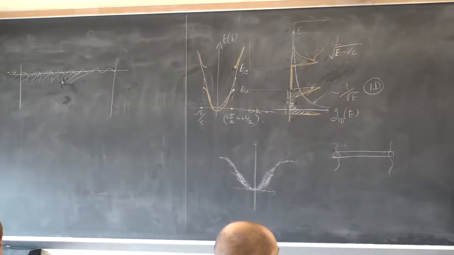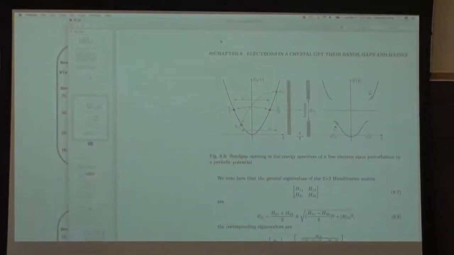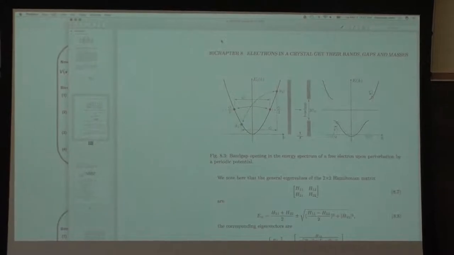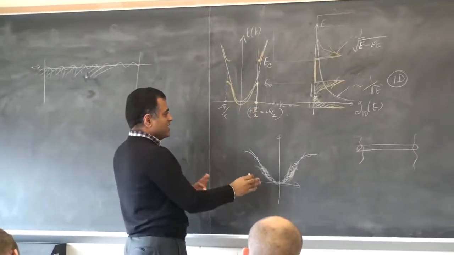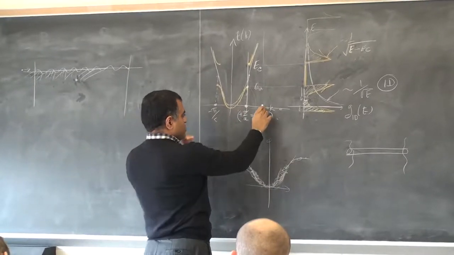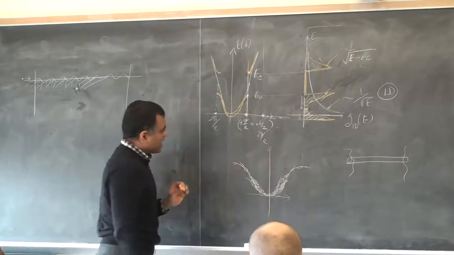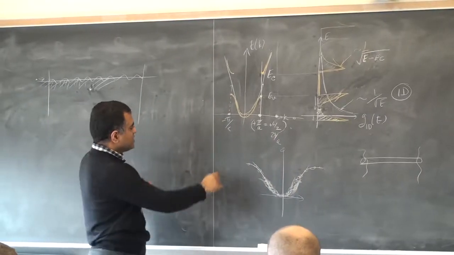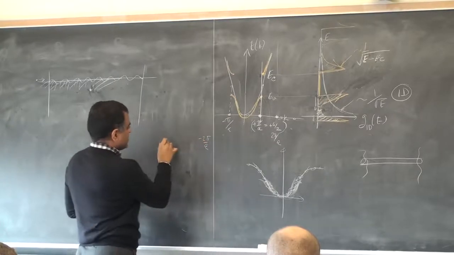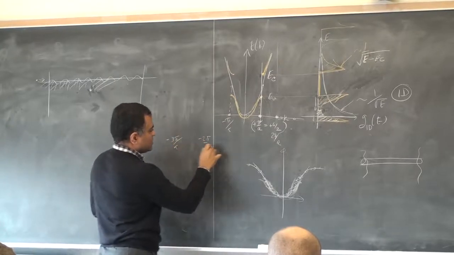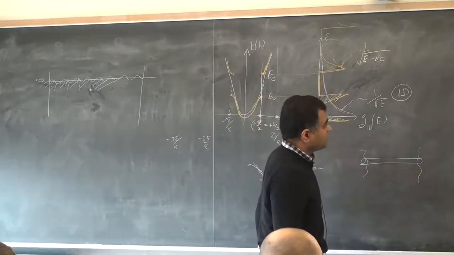Let me point out one of the things we realize now: there will be gaps at plus minus pi by a. But now I'm also saying that at 2 pi by a there'll also be a gap, and so will it be at minus 2 pi by a, and then minus 3 pi by a, and so on. There'll be energy gaps at all these points.